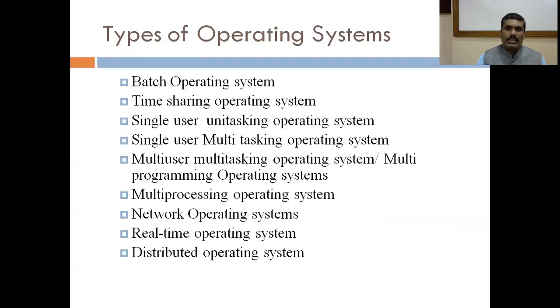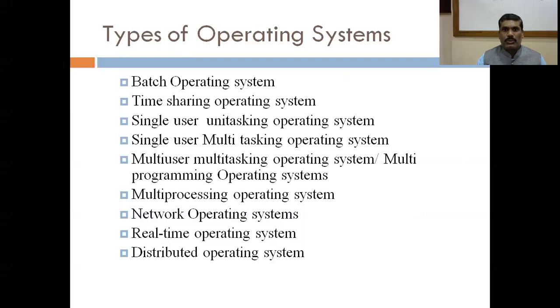Multi-user multitasking operating systems, or we can say multi-programming operating systems, where examples are servers: a number of users are allowed to access the server, and they are performing a number of jobs at a time. So that is why it is multi-user multitasking, or it is known as a multi-programming operating system. Next is the multi-processing operating system: when you have multiple processors installed on the same motherboard, it becomes a multi-processing operating system, and you have to modify the operating system so that it can handle multiple processes at a time.